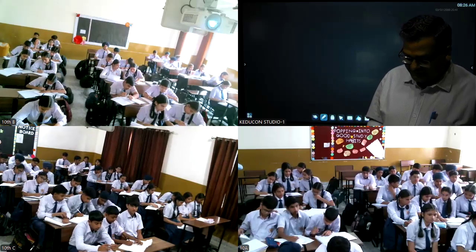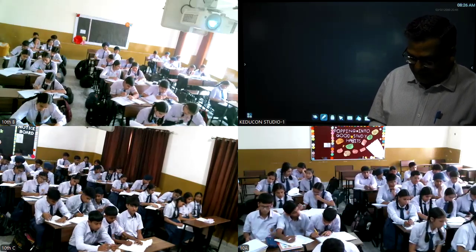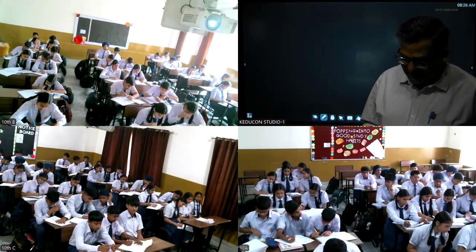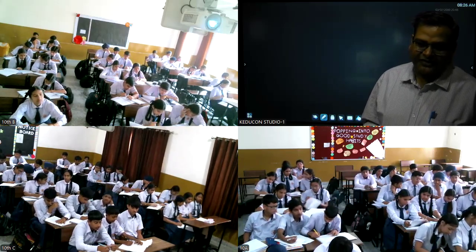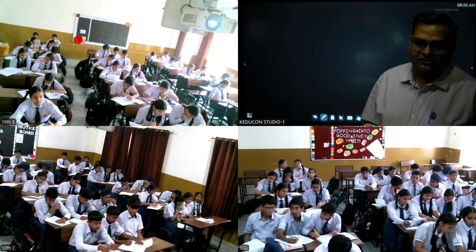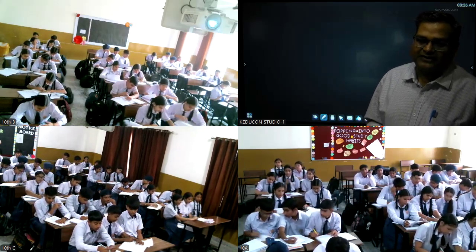14th question. The graph of the polynomial cuts the x-axis at 3 different points. True or false? True. Can you tell me what are the 3 different points?